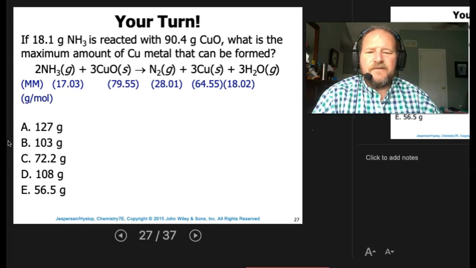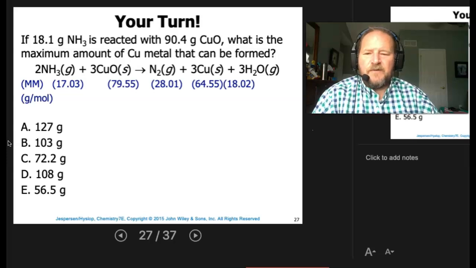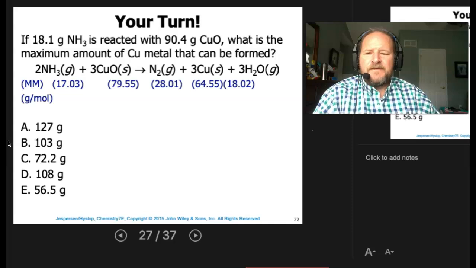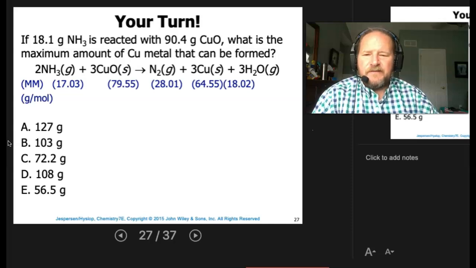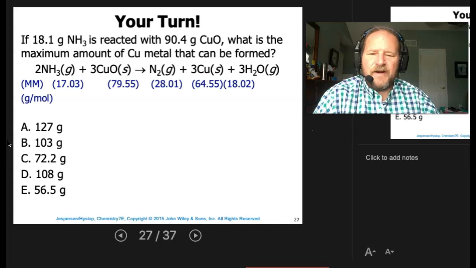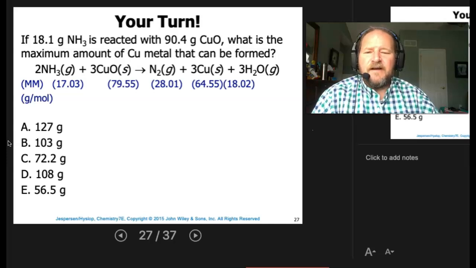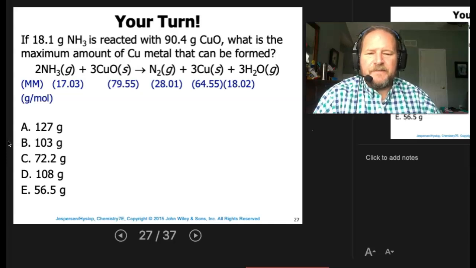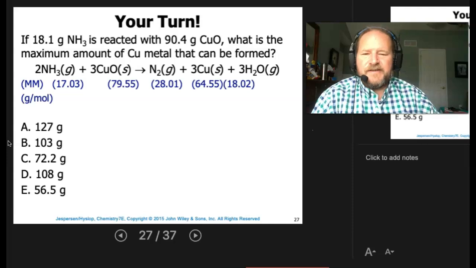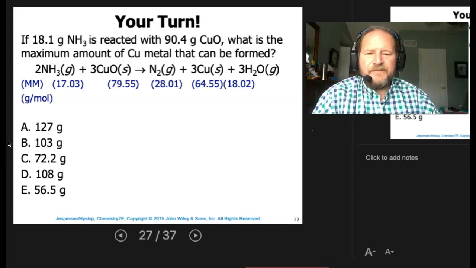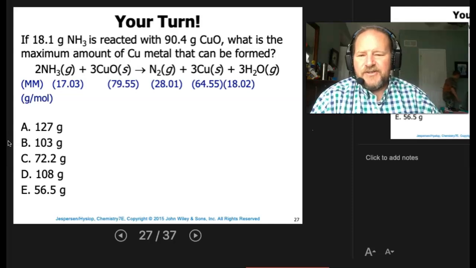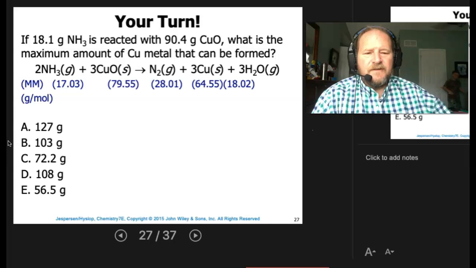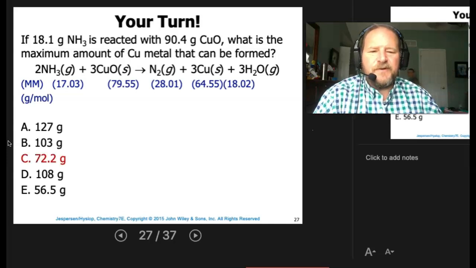And so now you can try to work this through. Remember, it's still 3 steps, and then you're going to do 3 more steps. So the first thing we're going to do is figure out which one's the limiting reagent. We can start with 18.1 grams of ammonia and go to 90.4 grams of copper oxide. If you're higher, then you know that the copper oxide is the limiting reagent. If it comes out lower, then you know the ammonia is the limiting reagent. Once you have your limiting reagent, you're going to do 3 steps and then finally go from your limiting reagent to copper metal. And after doing that, hopefully you come up with 72.2 grams.